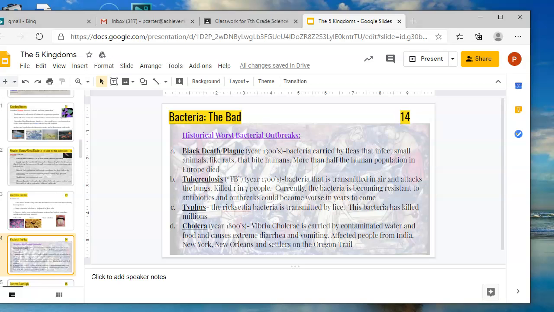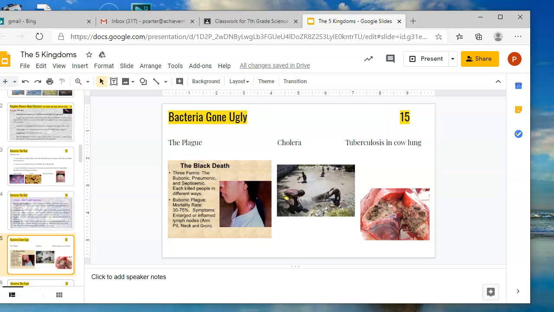Cholera is carried by contaminated water and food and causes extreme diarrhea and vomiting. It affected people from India, New York, New Orleans, and settlers on the Oregon Trail. Here we see bacteria gone ugly. We see the Black Plague, cholera, and tuberculosis in a cow lung.